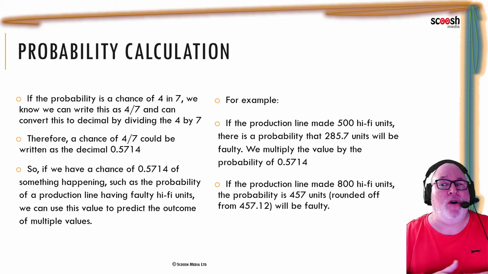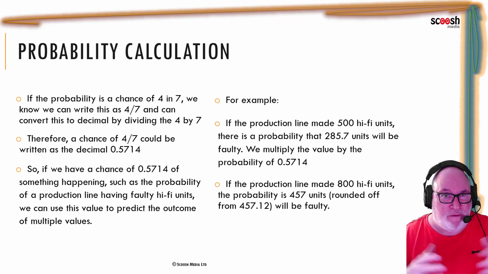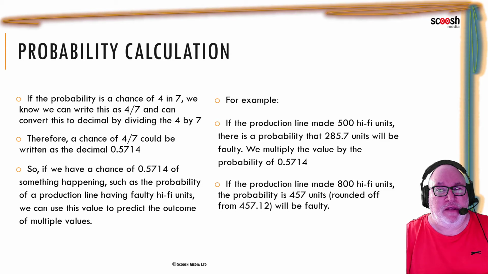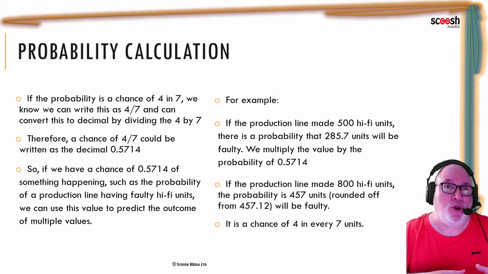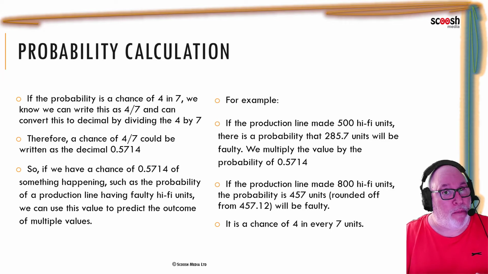So what if there was 800 units that were going to be made by the production line? So if we upped it, well, the probability, as long as everything stays the same in all respects about any other influences on it, then the probability then, we round it off, 800 multiplied by your 0.5714 would give us 457 units, rounded off from the exact calculation. So it's a chance of 4 in every 7 units, and we'd be working on that basis with what ifs based upon that probability calculation and everything else staying the same.